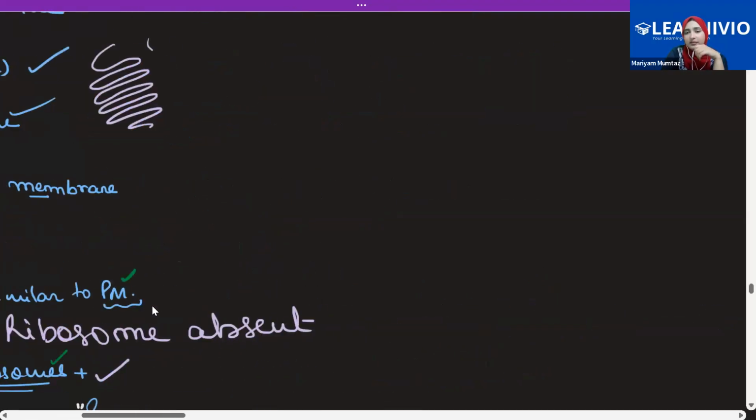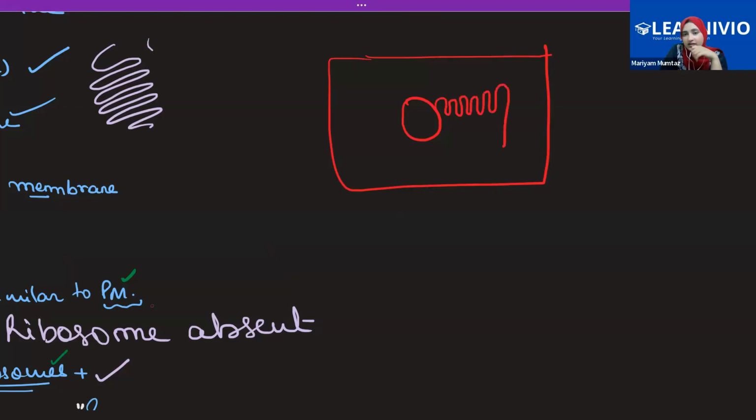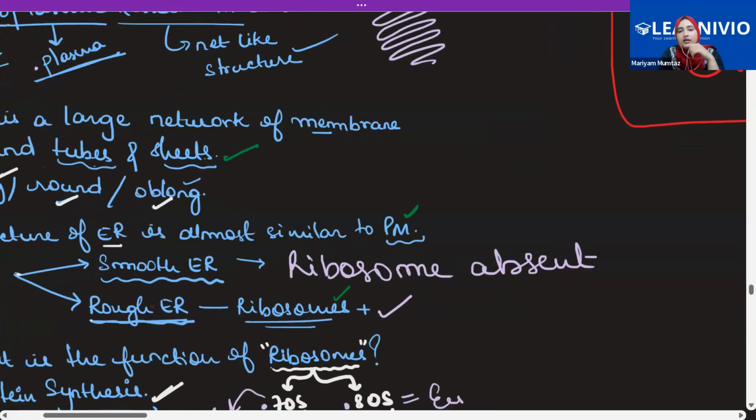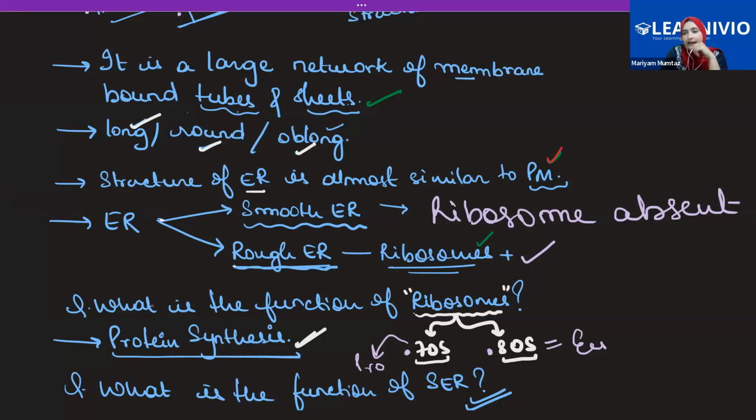Now, if you see a picture of the cell in which it is showing the endoplasmic reticulum, always remember that the endoplasmic reticulum sort of gets continued from the nucleus. So it's like a continuation that takes place from the nucleus. Okay. Now, the structure of the endoplasmic reticulum is almost similar to the structure of the plasma membrane.